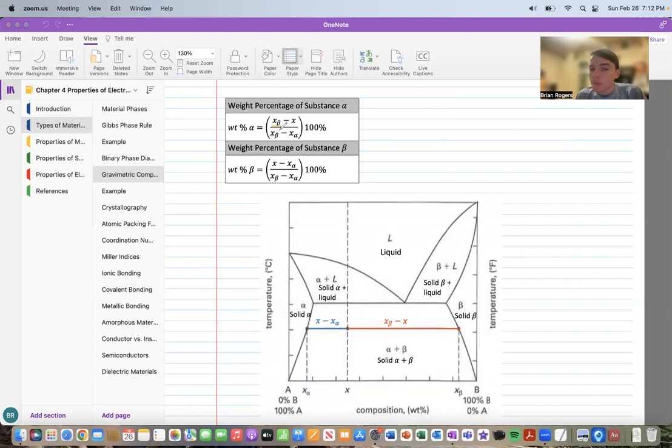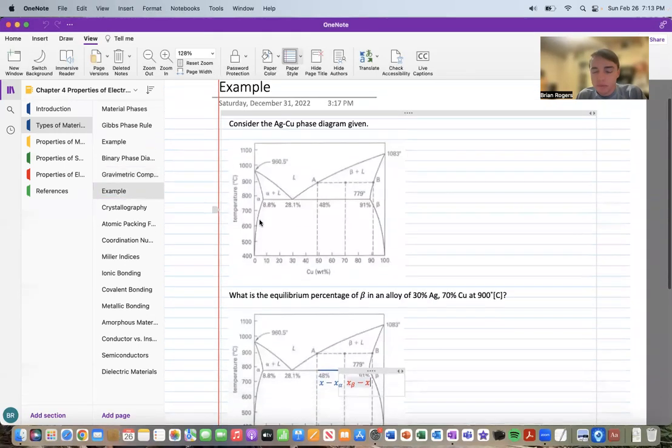So that's what these terms represent: the substance beta and then your substance alpha. Specifically, the x is the composition. So x of beta refers to the composition of beta, x of alpha refers to the composition of alpha, and x here refers to the composition that they describe. So we're going to look at an example here in order to practice this equation.